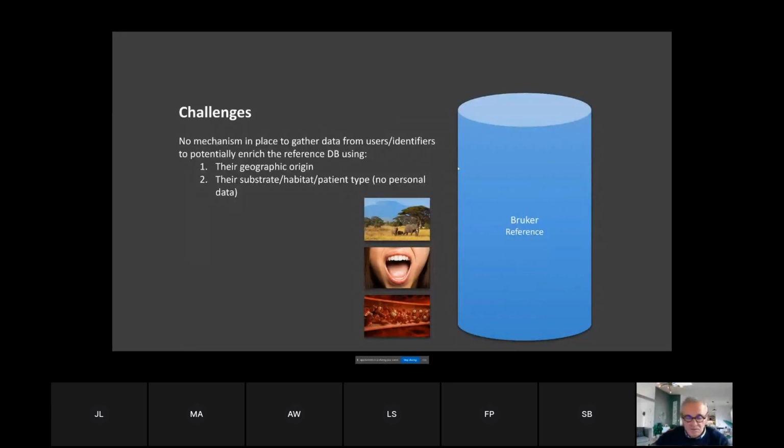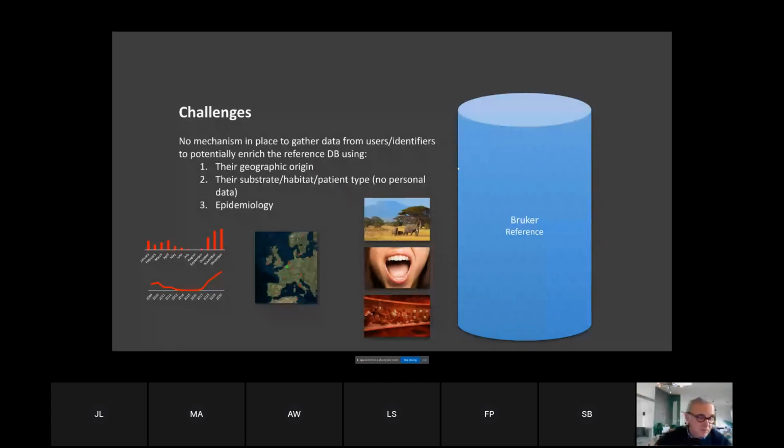Of course, we are not interested in collecting personal data here, but all those data are extremely important when you do some epidemiological studies. You want to know when they appear, where they appear, at which season, maybe in which year, and so on. And potentially give some treatments and so on, and detailed information.